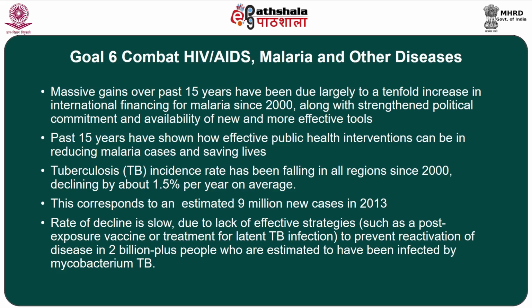Now let us move to tuberculosis. TB incidence rate has been falling in all the regions since 2000, and the decline was about 1.5% per year on an average. This corresponds to an estimated 9 million new cases in 2013. The rate of decline, however, has been slow due to lack of effective strategies such as post-exposure vaccine or treatment for latent TB infections.